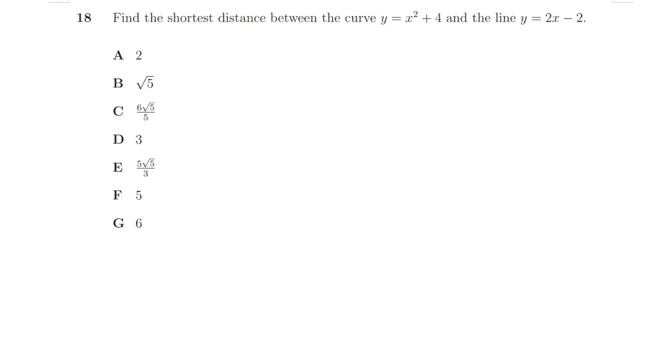Okay, question 18. Find the shortest distance between the curve y equals x squared plus 4 and the line y equals 2x minus 2. Good. Okay, so let's have a look. So let's draw a picture to see what's happening first.